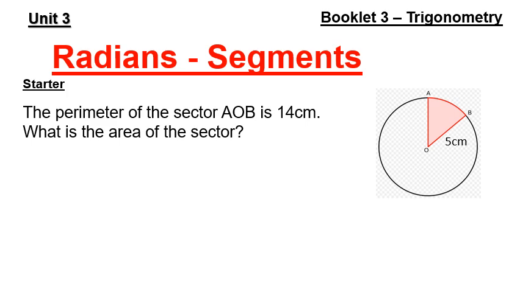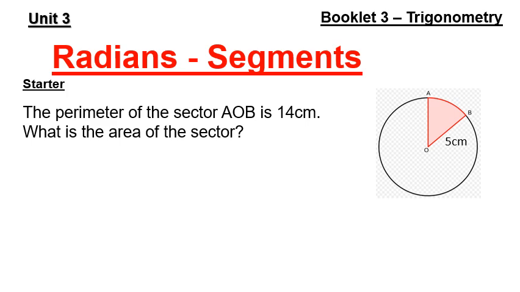In the previous PowerPoint I introduced radians, so here's a quick starter just to remind you. There's a picture here with a sector in. I want you to find the area of the sector, and the information that you're given is that the perimeter is 14, so the perimeter of that red shape is 14. So pause the PowerPoint now and have a go at that question. On the next slide I'll go through the answer.